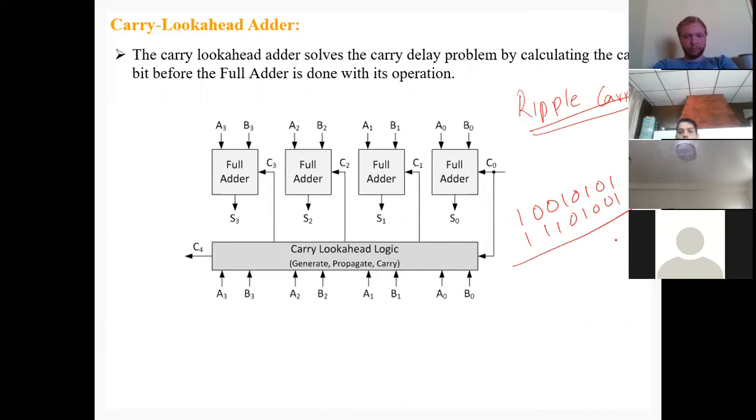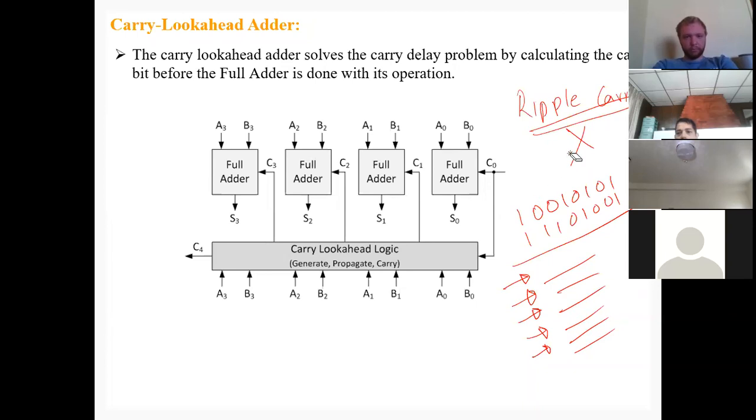Okay, so if you add these two numbers, then your calculator keeps blinking, keeps changing the output, right? I don't know how long you have to wait to get the final answer. That's not good, right? So that's the problem with ripple carry. Eventually you get the final correct answer, but you have to wait for some time. That's the problem with ripple carry.